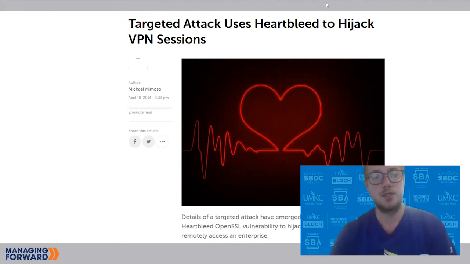So one, I won't go into too much depth here, but just one example from a number of years ago was this headline here, and it was "Targeted Attack Uses Heartbleed to Hijack VPN Sessions." And that was an example of an application level vulnerability, and it actually attacked the encryption algorithms that I just talked about. So there was a period of time in 2014 where if an attacker knew about this vulnerability and was willing to exploit it, they could in fact see the transactions that you thought were secure.